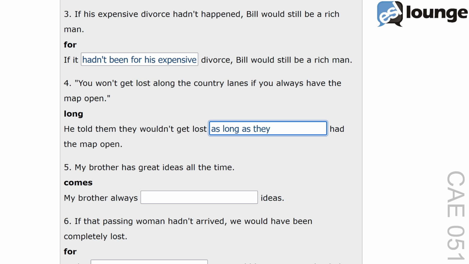The phrase as long as is used to indicate a condition under which something will happen. As long as they shows that having the map open is the condition for not getting lost. Another example, as long as you study hard, you will pass the exam.